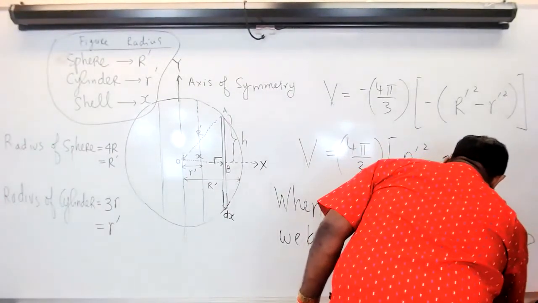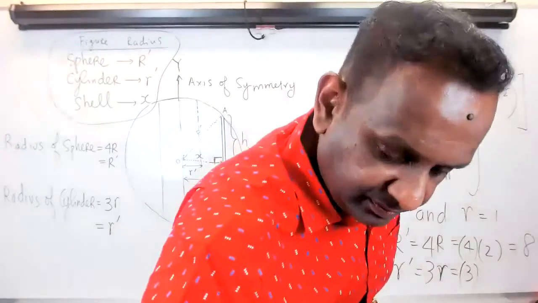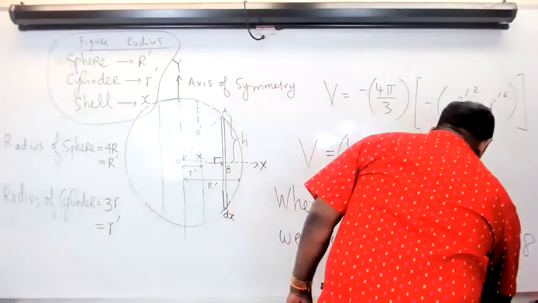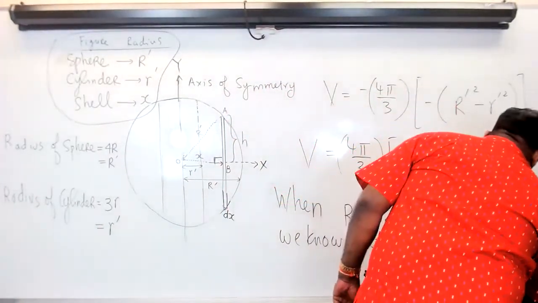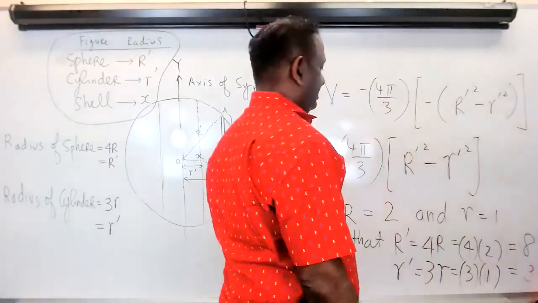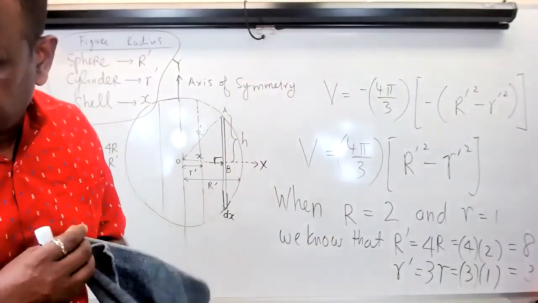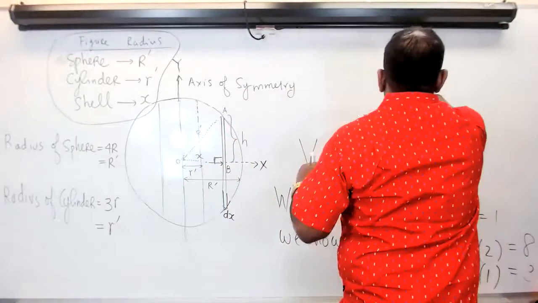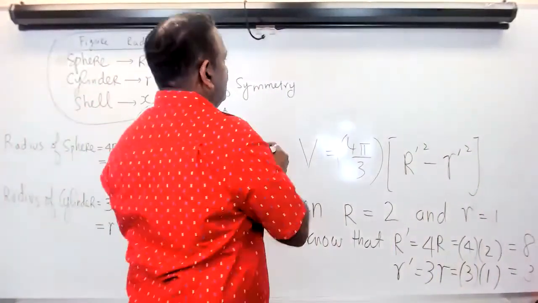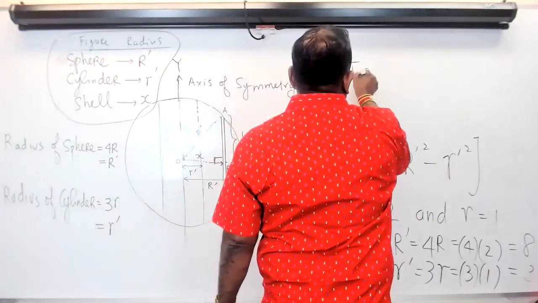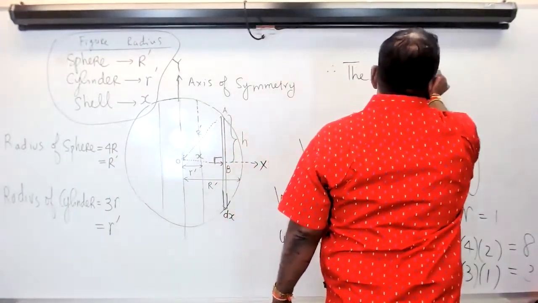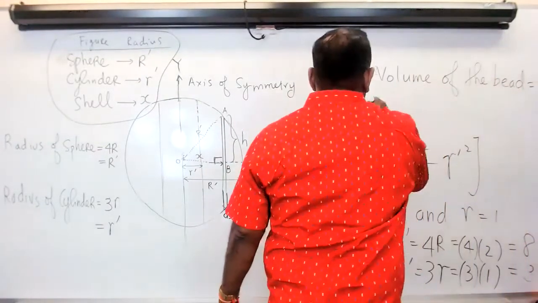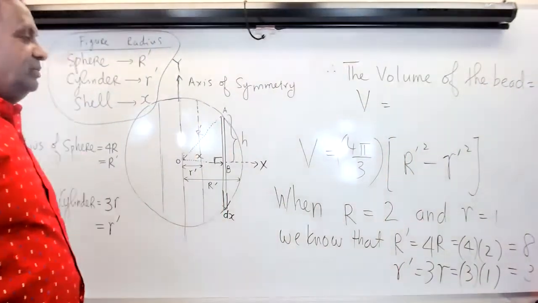So 3 times this r, see r is 1, which is 3. Now those two values we can easily plug into this formula. Then you get the volume of the bead. Therefore, the volume of the bead is nothing but V in terms of the numerical value.